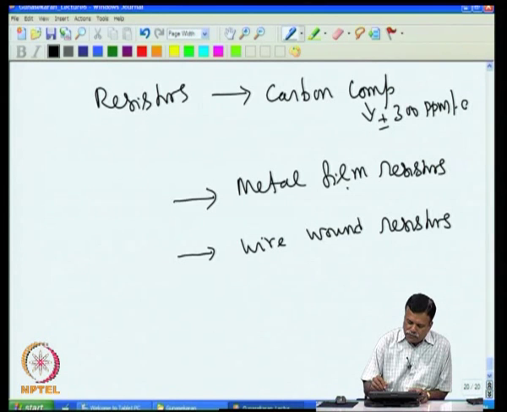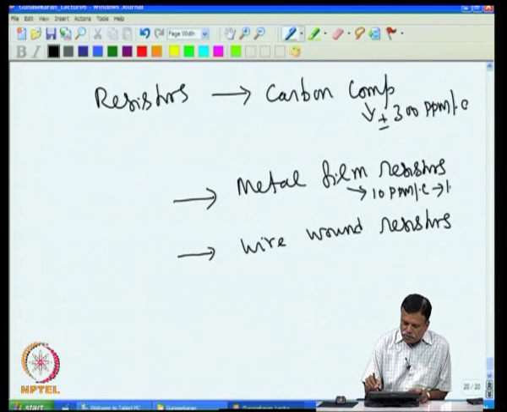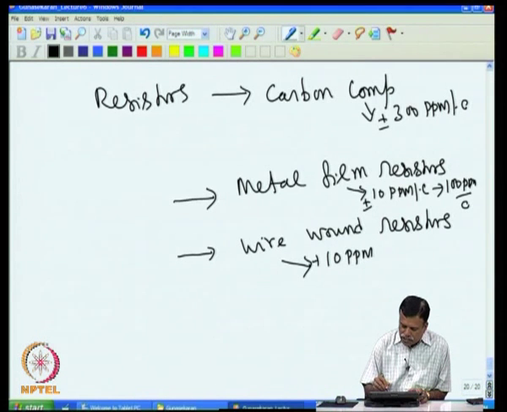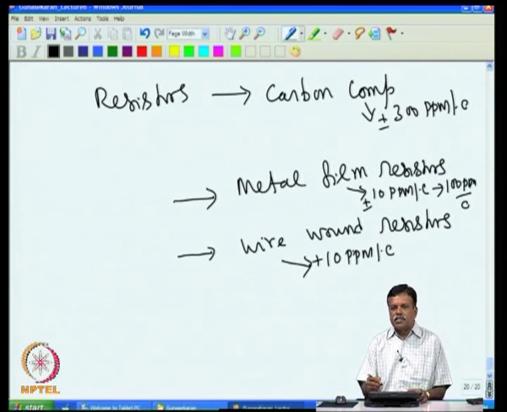If you look at the metal film resistors, you get 10 ppm per degree C to 100 ppm per degree C. With wire wound resistors, manganin at the lowest side gives you again 10 ppm per degree C. Manganin means only plus, not minus, 10 ppm per degree C.